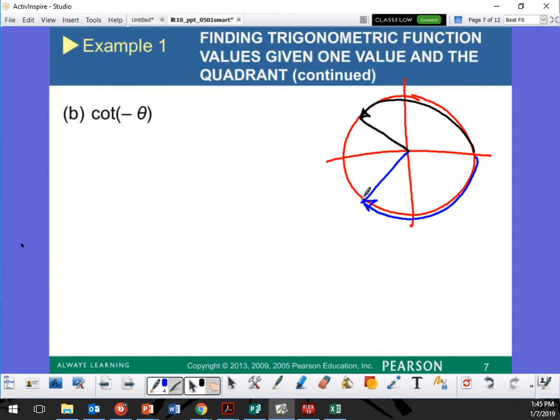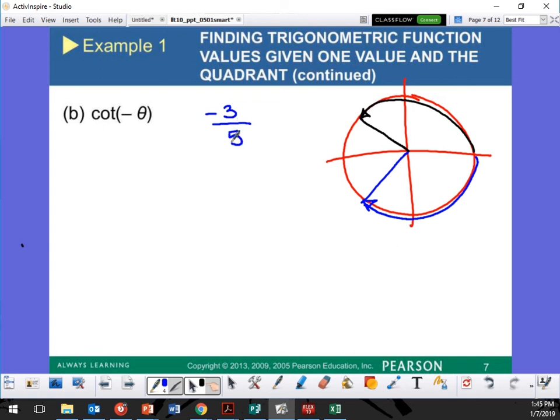Okay, x value and y value both have to be negative, so cotangent is something over something. What is cotangent? X over y. Cotangent is x over y. So my x value, we said has to be negative. That would be negative 3, right? Negative 3 over 5. And then the y value is?